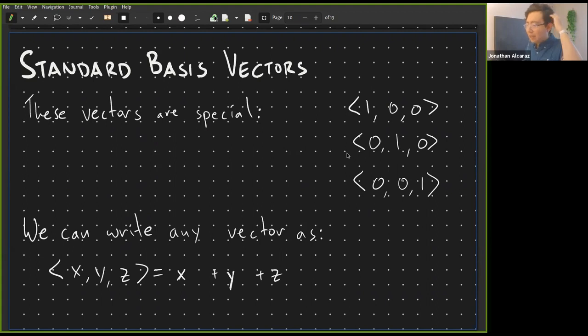So now I want to highlight what are called the standard basis vectors. Okay, so we have these three vectors here, which are 1, 0, 0, 0, 1, 0, and 0, 0, 1. Now, if you were doing it in 2 dimensions, it would just be 1, 0 and 0, 1, right? But these have special names. We call these i, j, and k.